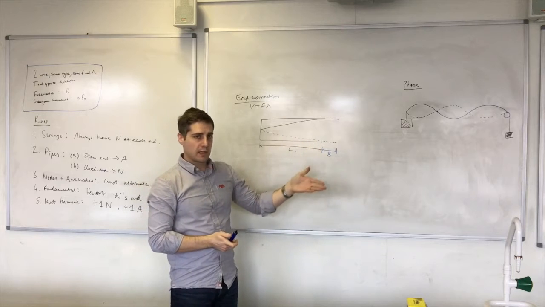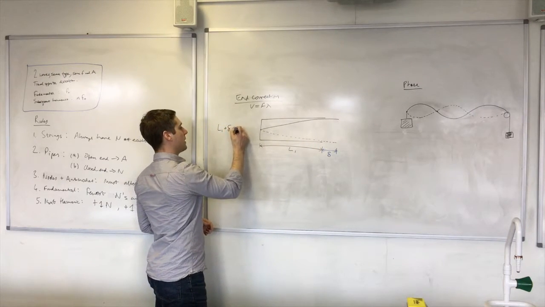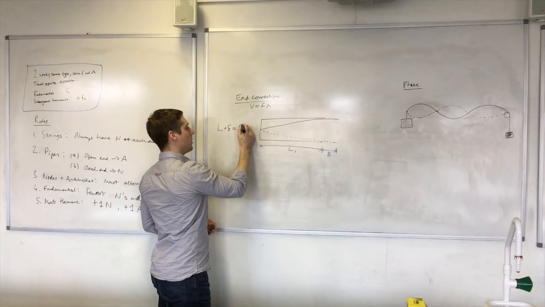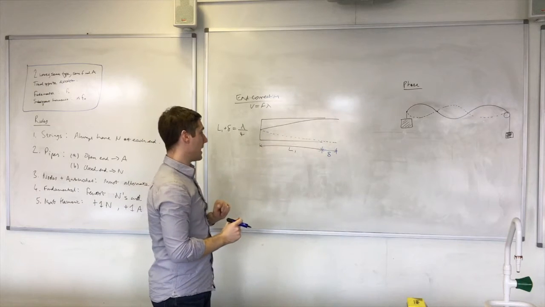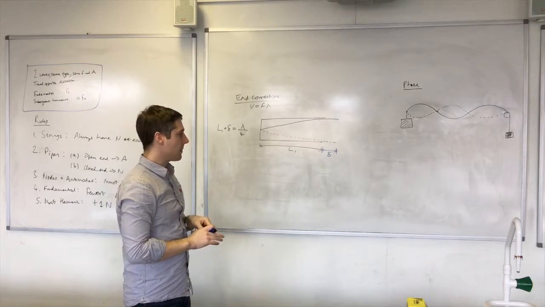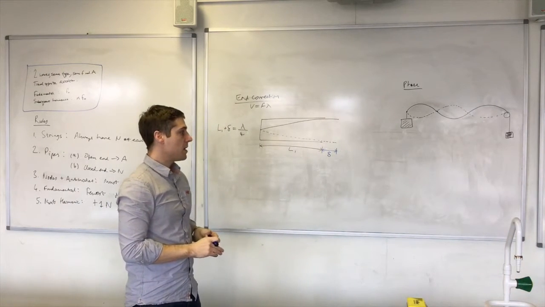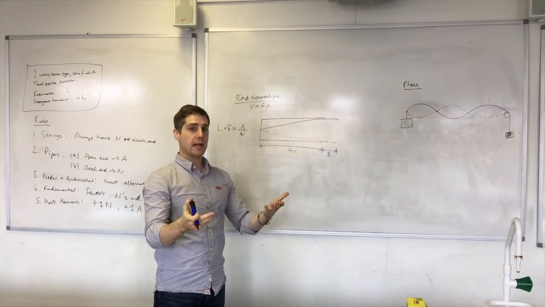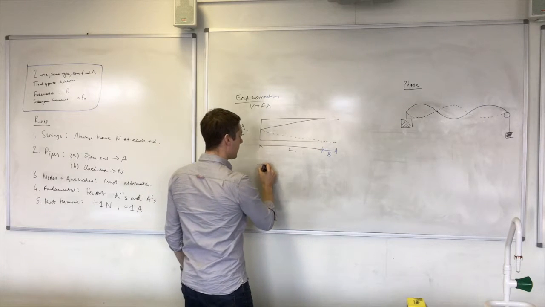So if you were to do this, you'd need to use L1 plus delta is equal to a quarter of the wavelength, because you're going from node to antinode. Then you could use that to work out the wavelength. However, because delta is an unknown, you don't actually know what it is. You need to generate another standing wave so that you can eliminate it from your equations.